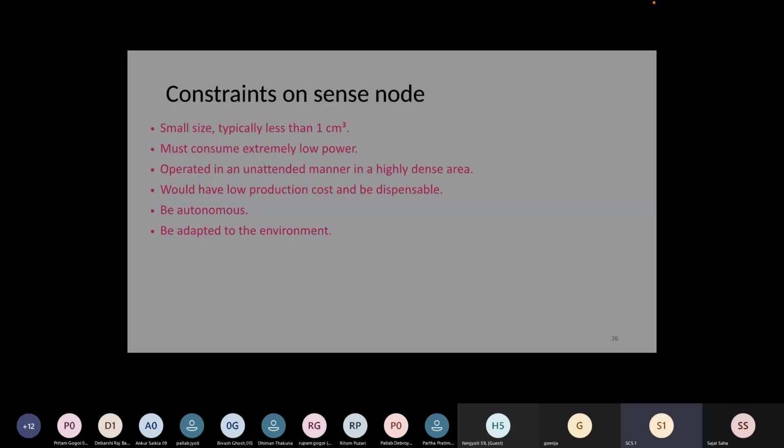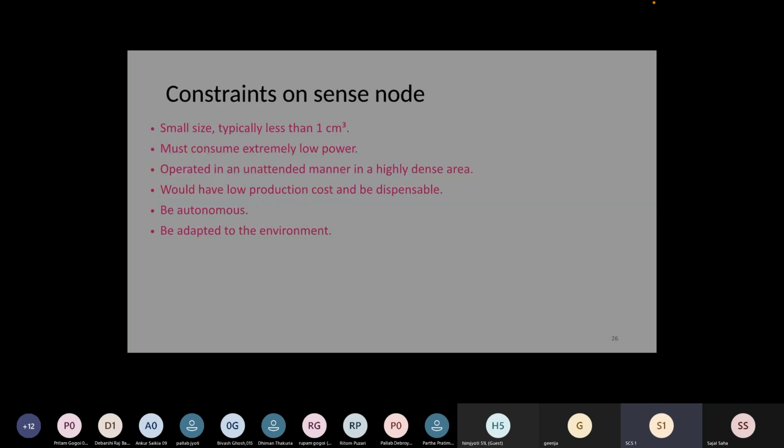Okay, now the next is the constraints of a sensor node. So what are the constraints of a sensor node? First is that it should be smaller in size, typically on the scale of a cubic centimeter. So as small as possible. Why is it as small as possible? Because if it is smaller in size, the power dissipation will be much less, and also it should operate in an unattended manner in a highly dense area.